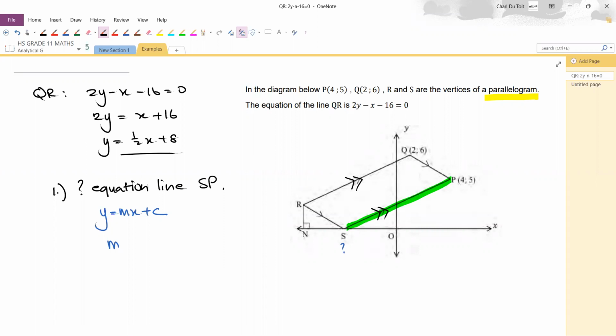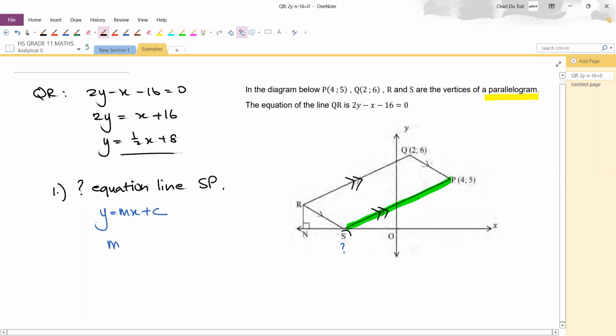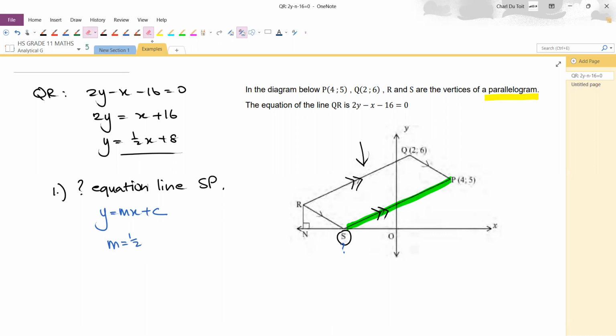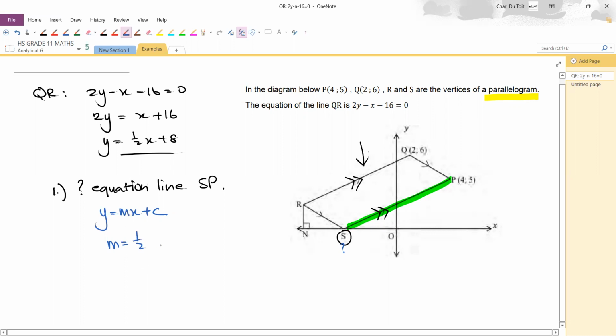The first question is, what is the equation of the line SP? Now, look at this, Amira. We can't use the S coordinate to determine the gradient, but we can go and steal the gradient from that line RQ, can't we? Because they are parallel to one another. So the gradient is just a half. Why is that? Because M1 equals M2, isn't it? Parallel lines.